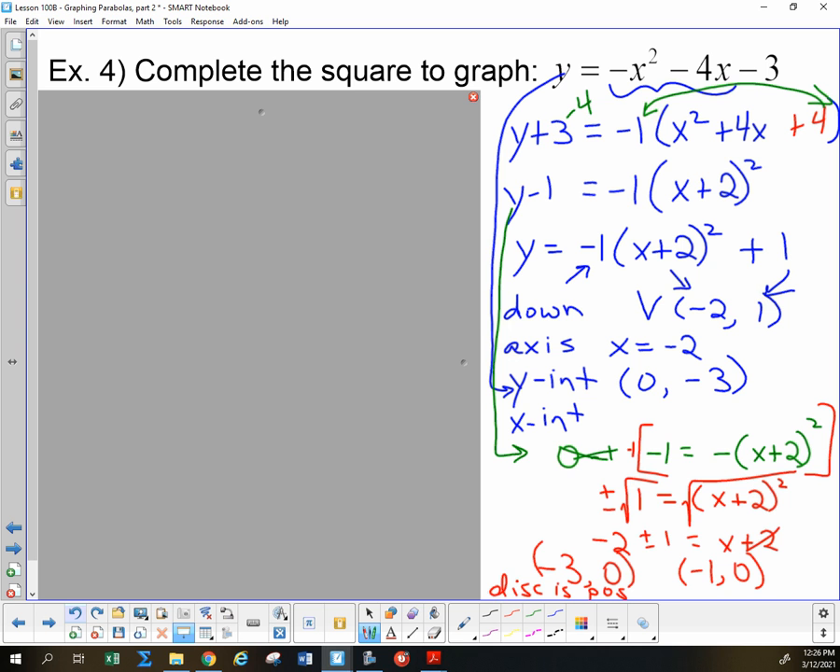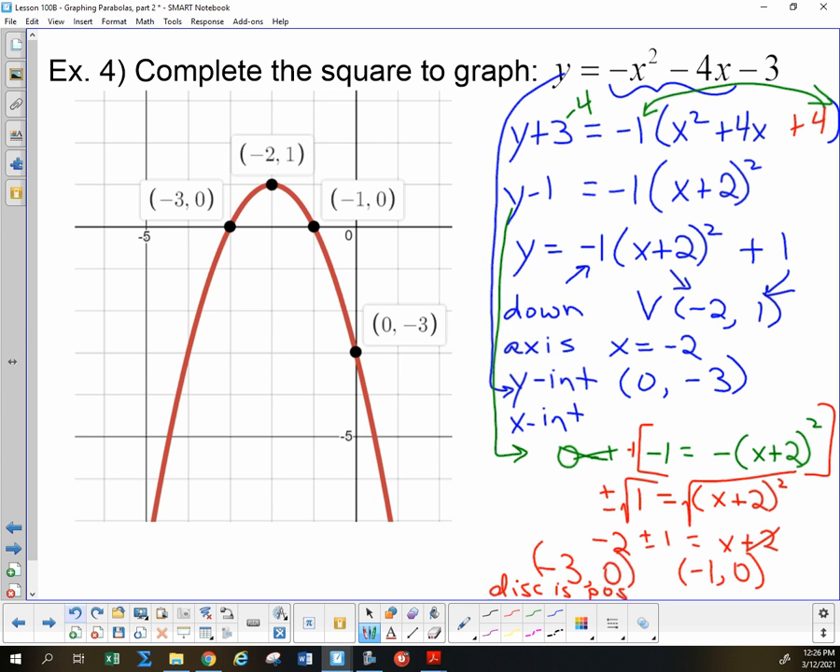And let's see if that is indeed how we would draw the graph here. So it has a vertex of negative 2, 1. That matches. It does open down. Our axis is the vertical line that goes through the vertex, x equals negative 2. Our 2 x-intercepts, negative 3, 0, and negative 1, 0. Our y-intercept, 0, negative 3. And then by symmetry, 2 on the other side, we have this 5th point. I'll draw the parabola through all of those, and arrows on both ends.